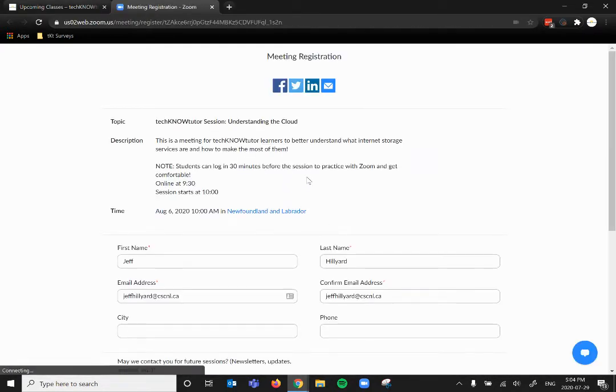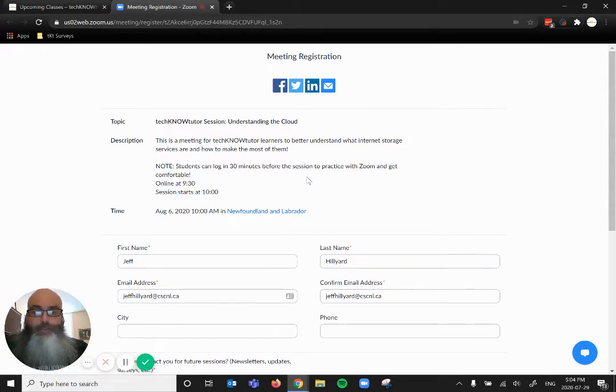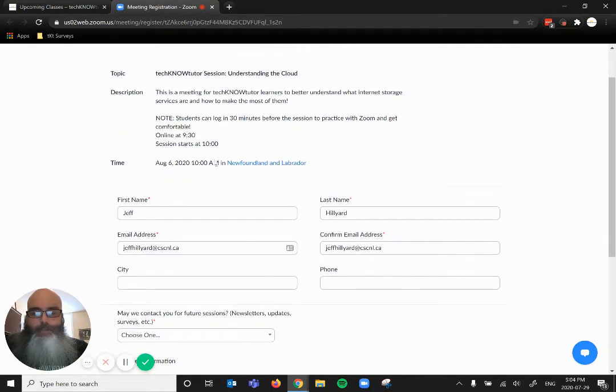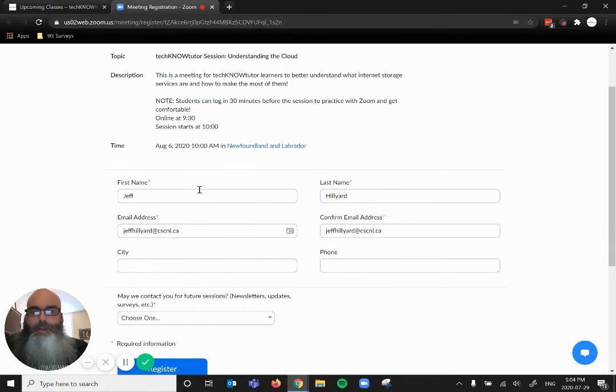This takes us to the Zoom website. Don't worry, that's what's supposed to happen. And we'll be at the Zoom website, and it shows here that the topic is for a techKNOWtutor session, Understanding the Cloud. This is a meeting for techKNOWtutor learners to better understand what internet storage services are and how to make the most of them. Start time is August 6th. It confirms all that. And here you would put in your name, your email address.